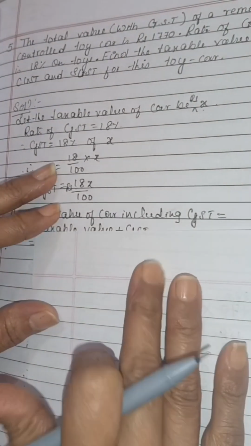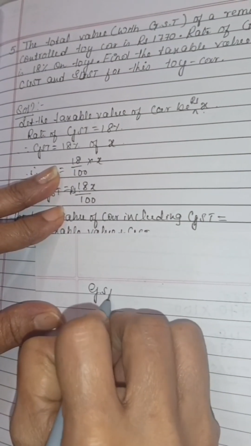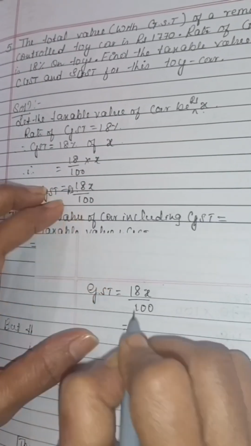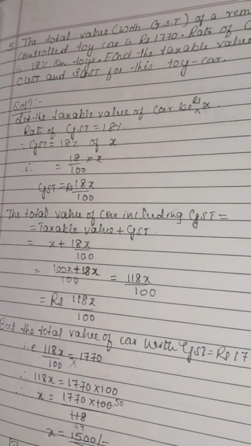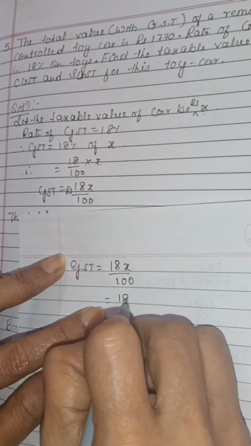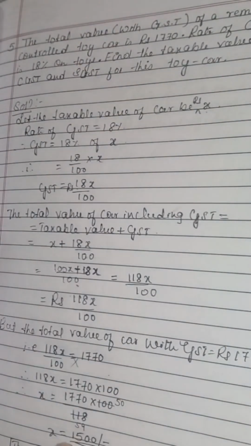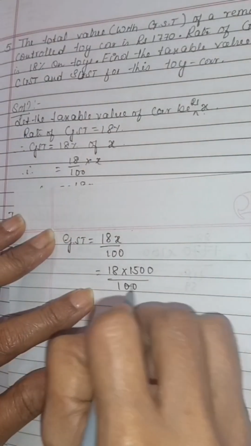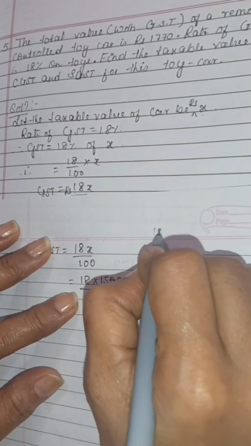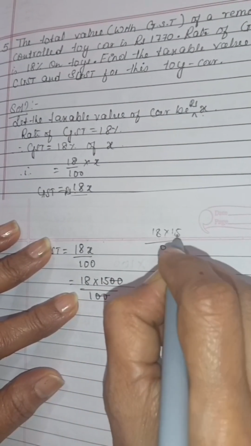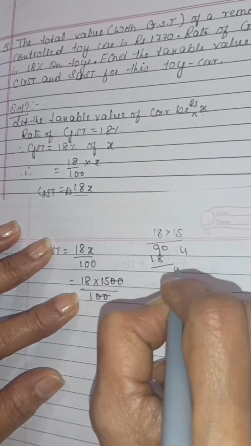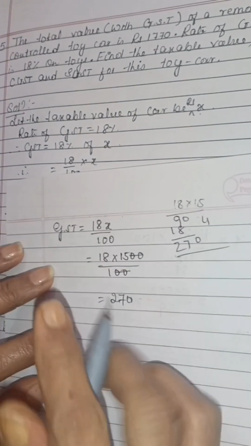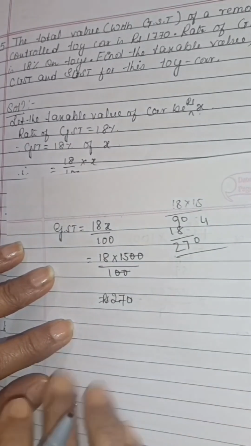For this, what is the GST here? GST is 18X divided by 100. What is X? X is a taxable value, that is X is 1500. That is 18 multiplied by X, X value that we have to put 1500, 1500 divided by 100. 0, 0 gone. So 18 multiplied by 15, 270. GST is 270 rupees.